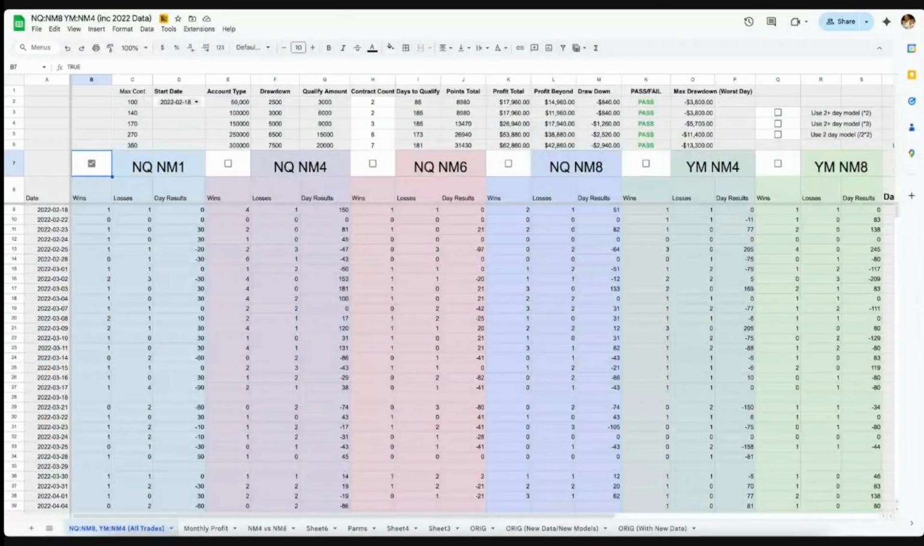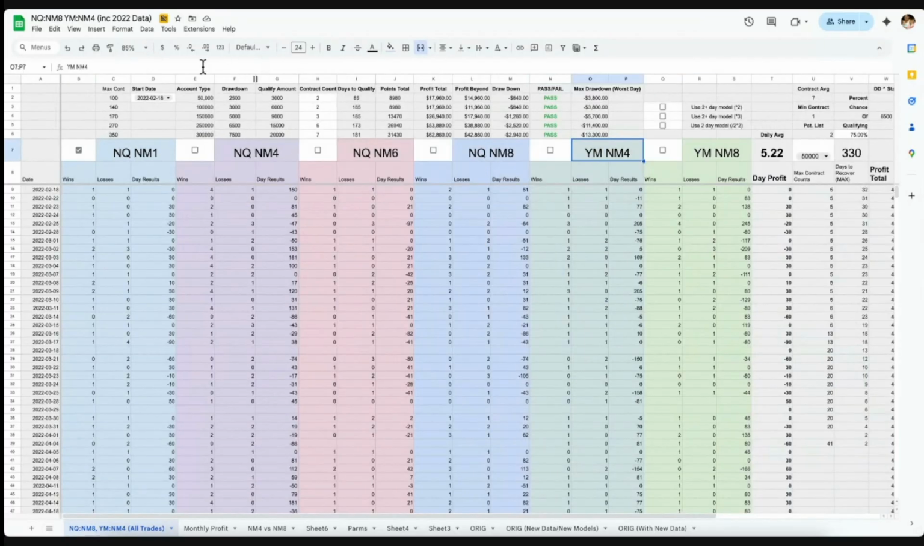I built a spreadsheet based on all the data for the models. Now, here is where I came to. So right now for my bots, I run NQ NM8 and YM NM4, and I'll show you why. All right, perfect. Okay, so here's the deal.